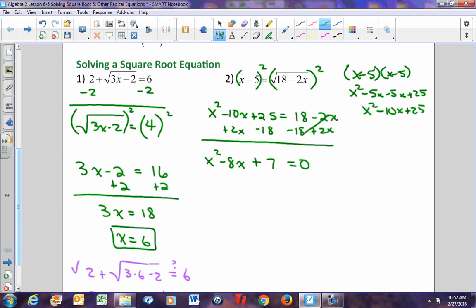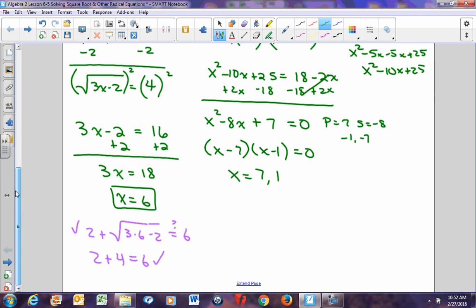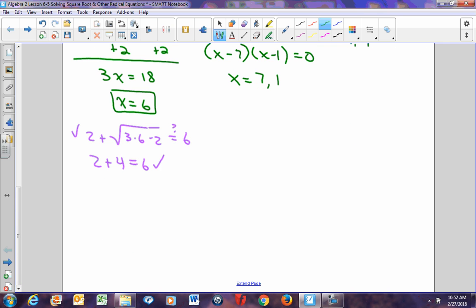So I need a product of 7 and a sum of negative 8. So I'm going to put negative 1 and negative 7. So x minus 7, x minus 1 equals 0. So x will equal 7 and 1. And I need to check both of these answers. They have to go back into the original problem, so I'm going to rewrite my original problem down here so that I know what I'm supposed to be checking it into.